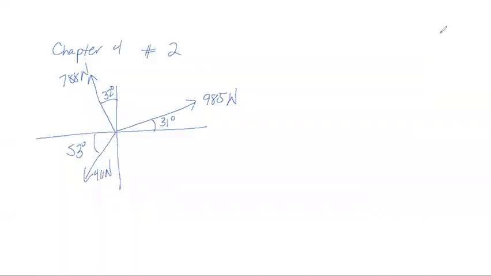Problem 2 reads, to extricate an SUV stuck in the mud, workers use 3 horizontal ropes, producing the force vectors shown in that figure that I drew right there. Find the X and Y components of each of the 3 forces. Use the components to find the magnitude and direction of the resultant of the 3 forces.